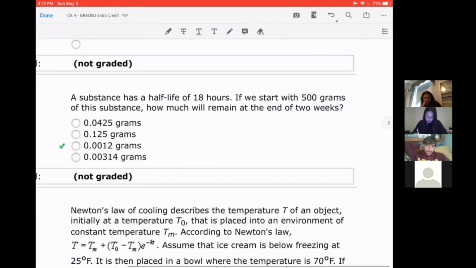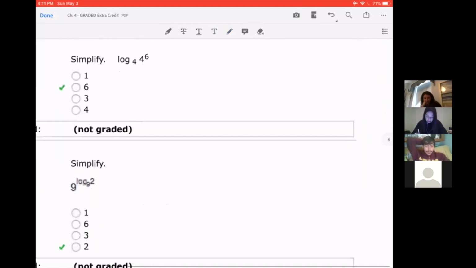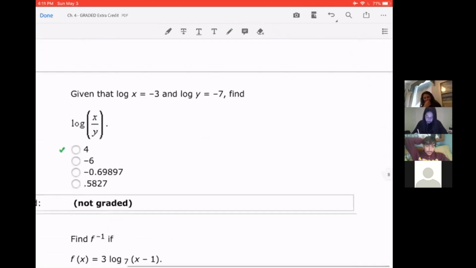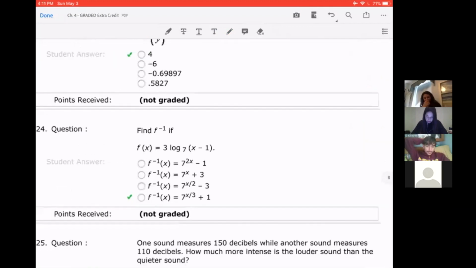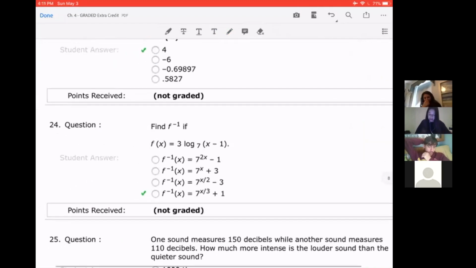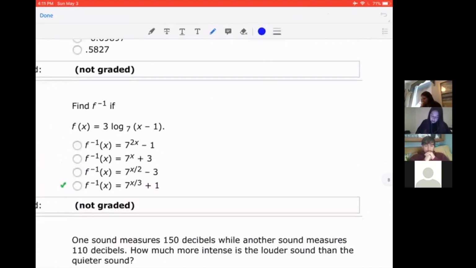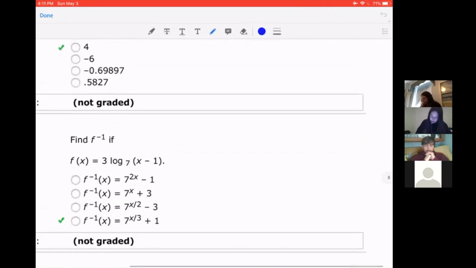All right, let's scroll down. Not sure what number. Yep, no worries. We'll scroll here until we find it. There we go. All right, so 24. Looking at inverse here in question number 24. And this one's a lot of work, so I'm going to try to give myself some room here.